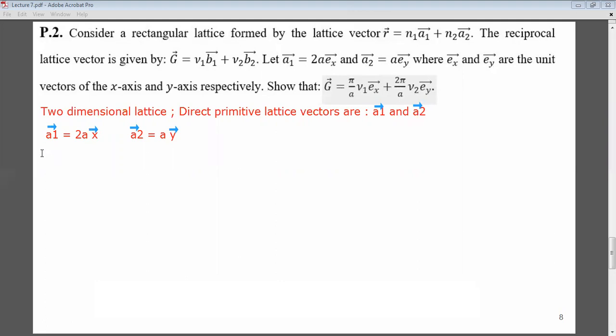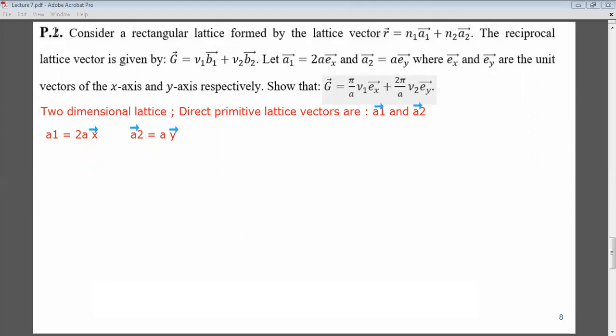In other words, before we jump to the conclusion, let's do the calculations of B1 and B2 and see if we really get this G. Over here we cannot find B1, B2, B3 using the formulas with A1 dot A2 cross A3, because this is in 2 dimensions and we cannot do the 3-dimensional thing.